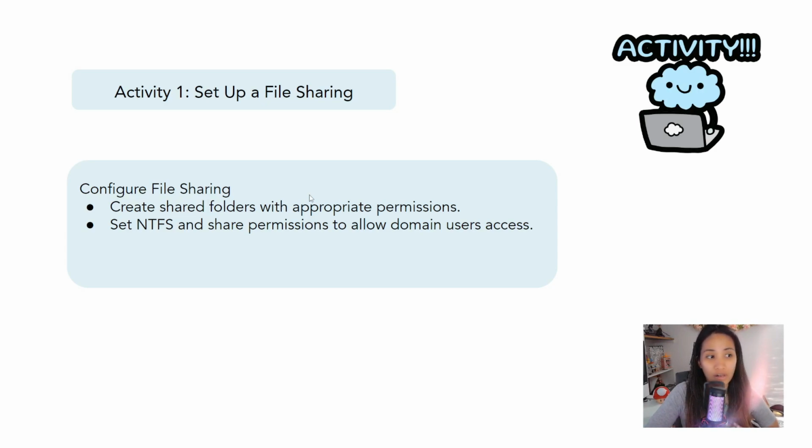Okay, so our very first activity is to set up file sharing. These are the following tasks that we have to do. We have to configure file sharing by creating shared folders first, so we have something to share, and we will set it up with appropriate permissions. And the next is to set NTFS and share permissions to allow the main users access to it. So we are going to see the differences between the NTFS and share permissions once we are setting up file sharing for the folder that we created.